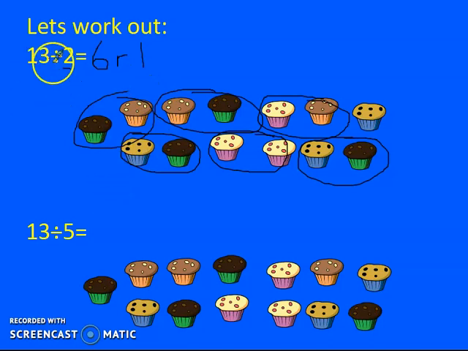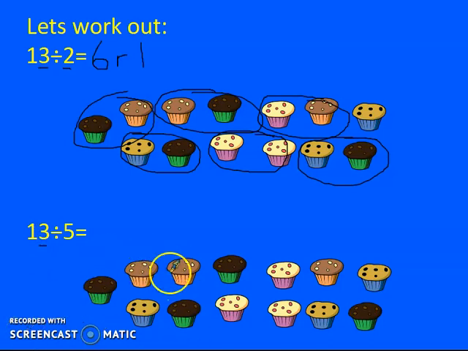We also know that 13 isn't a multiple of 2. How do we know that 13 is not a multiple of 2? Well done. Multiples of 2 are all even numbers. 13 is not an even number. Let's try this one. 13 divided by 5. Will this share equally? How do we know if 13 is a multiple of 5? Multiples of 5 end in a 0 or a 5, and 13 does not. So we know that it will not share equally.